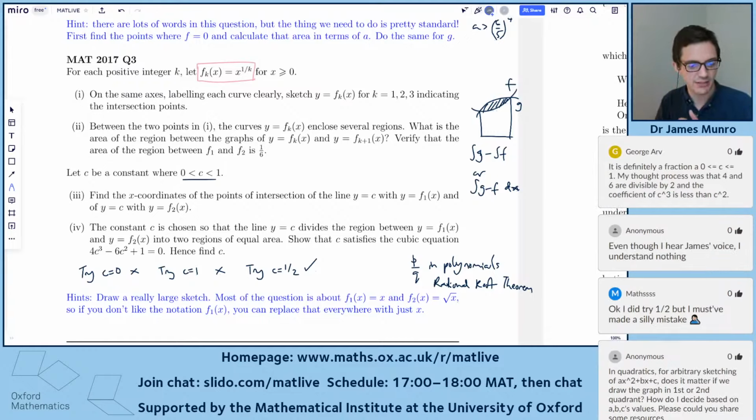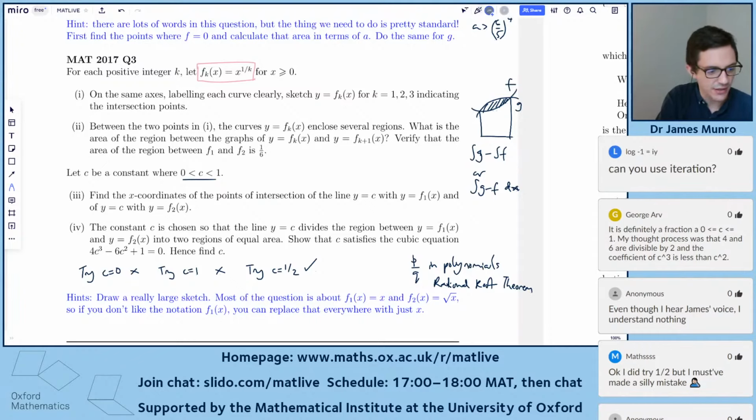George has pointed out in chat that it's definitely a fraction between 0 and 1, thinking about 4 and 6. Do you know what? While we're getting admissions questions in, or if I've missed anything in chat about integration and differentiation, I'm going to see if I missed anything, and maybe try and learn the rational root theorem.